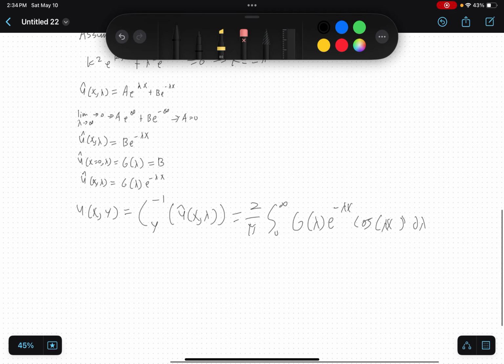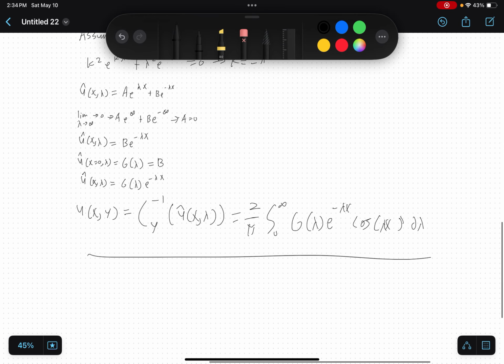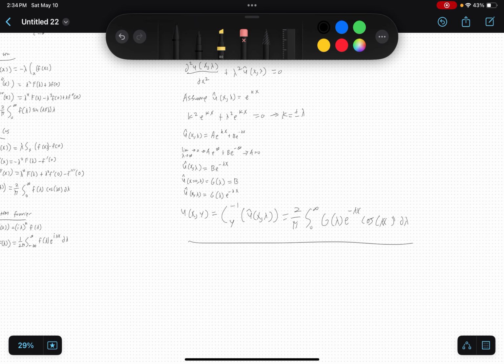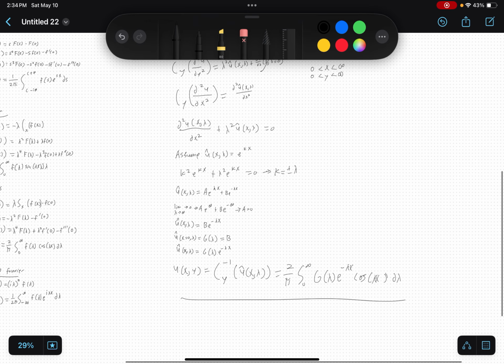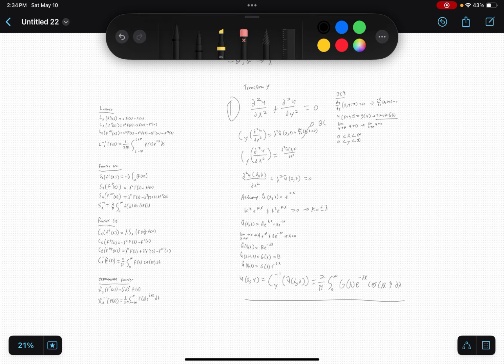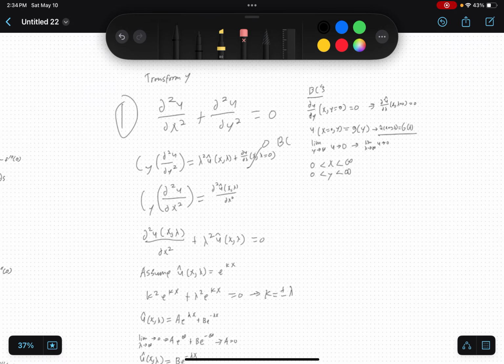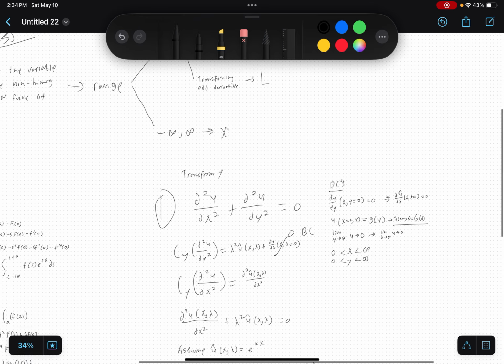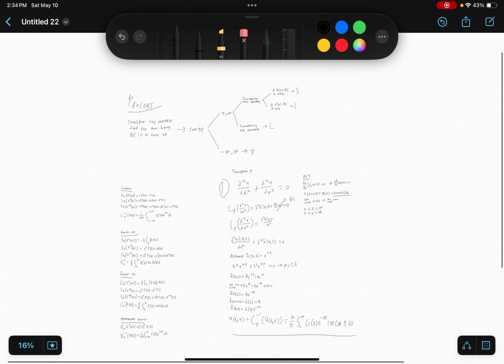I think that's it. And this is where you stop. You don't go any farther than that, because you could use MATLAB or whatever to do that integral. That's literally it. That's all the work you have to do. And the hardest part is picking the right transform.